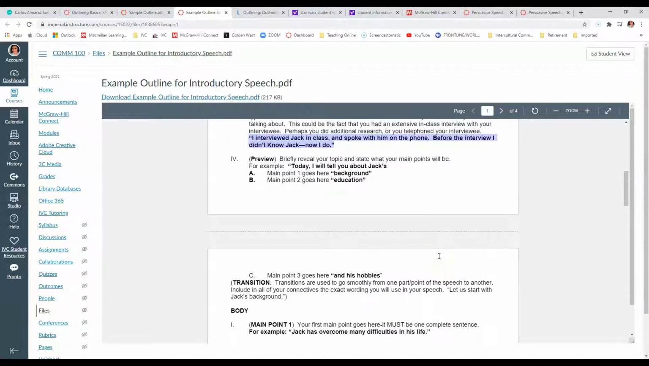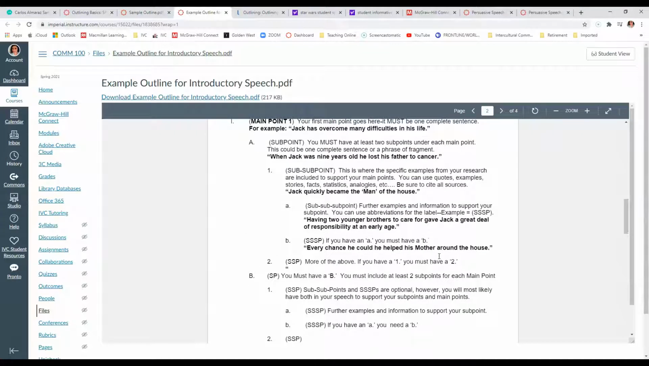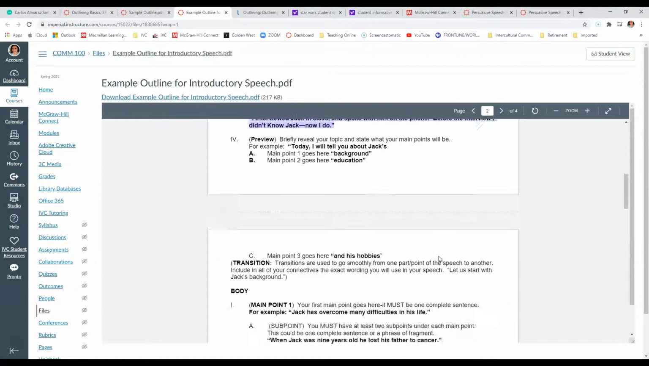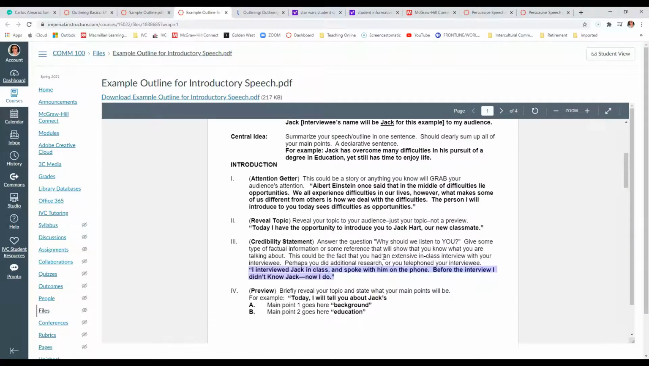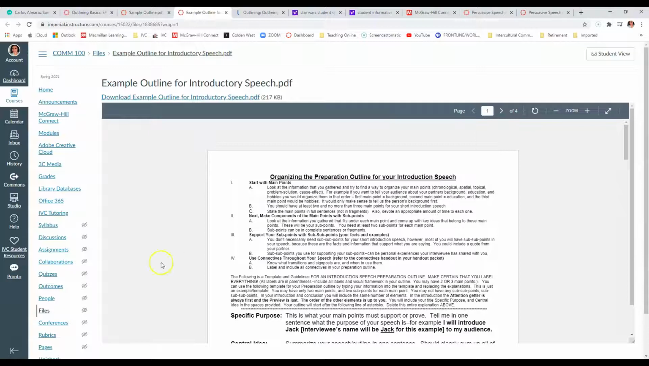So, for example, a lot of you are missing your thesis in your outlines, and that is one of the most important parts of your speech. And here they explain why it's so important, and they give you an example about how to do it.